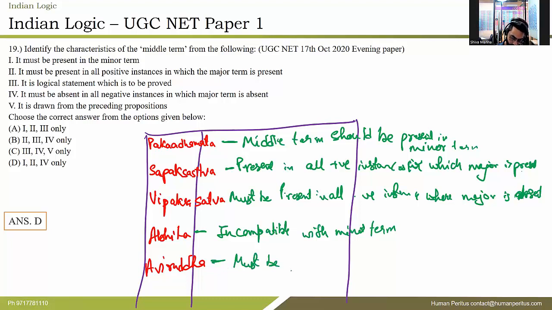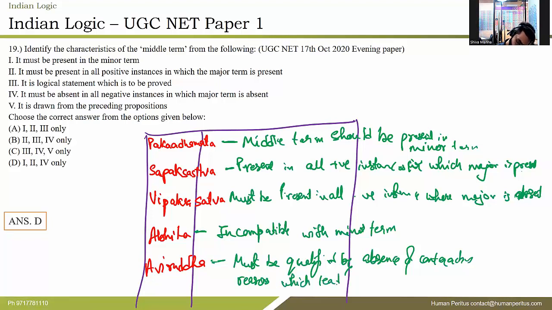Must be qualified by absence of counteracting reasons which lead to contradictory conclusions. So the correct statements which are given: must be present in minor term, absolutely correct.